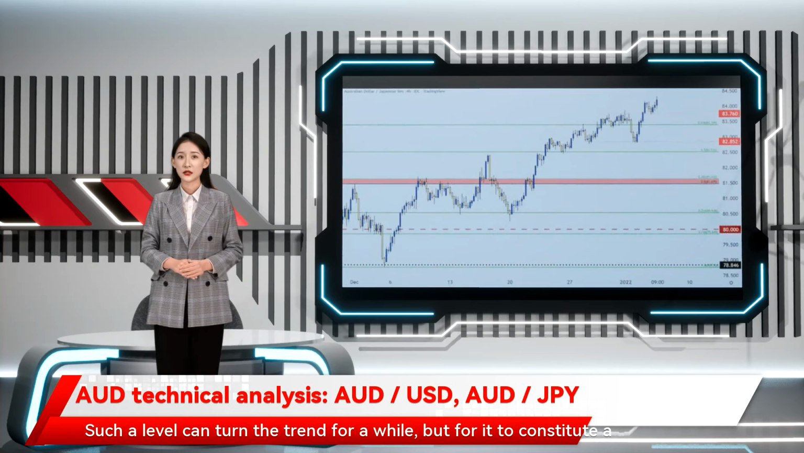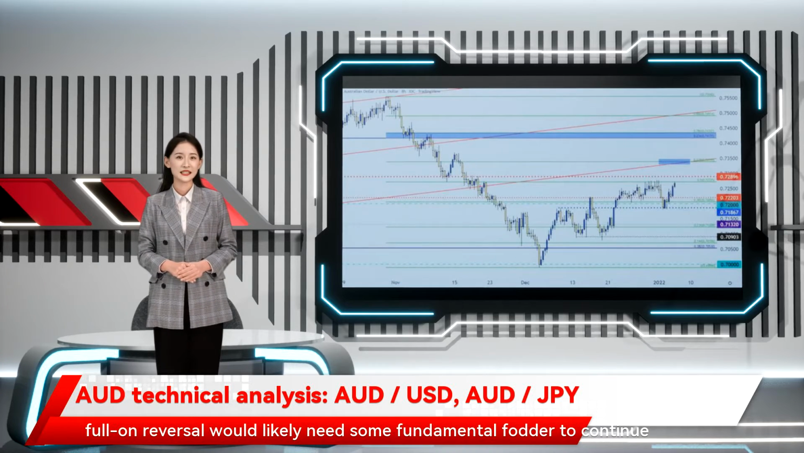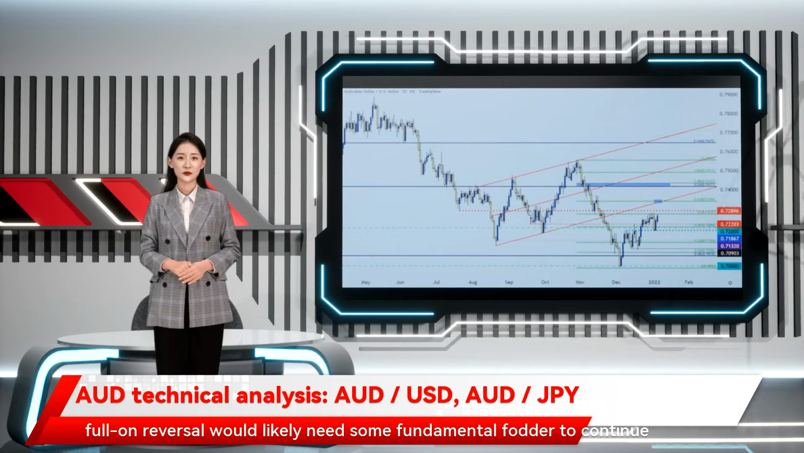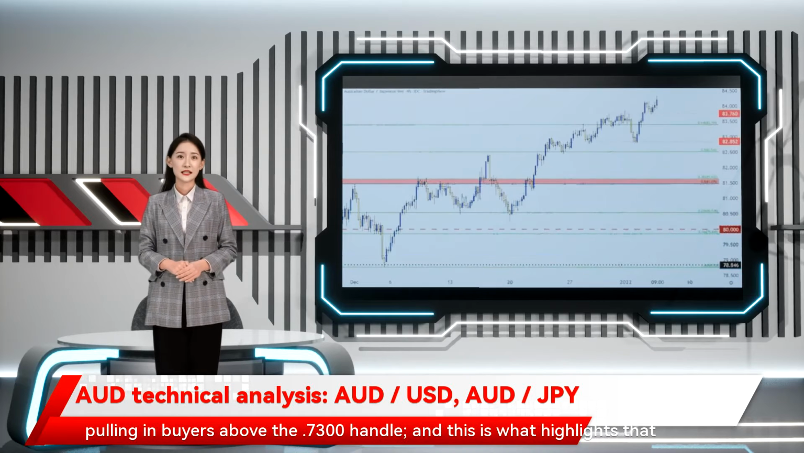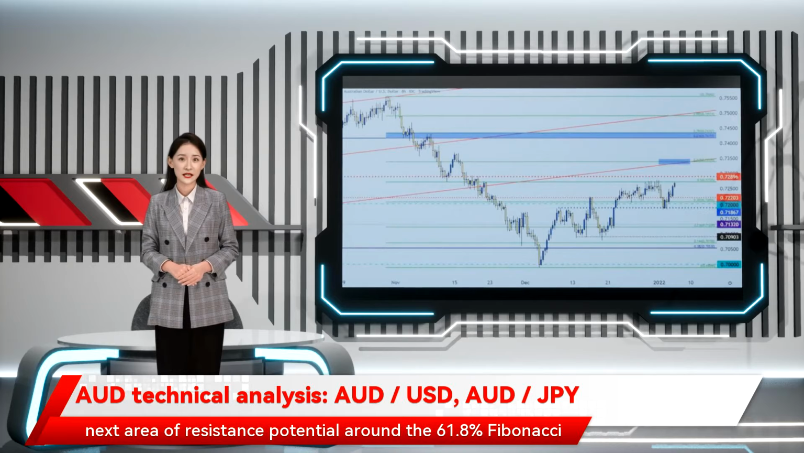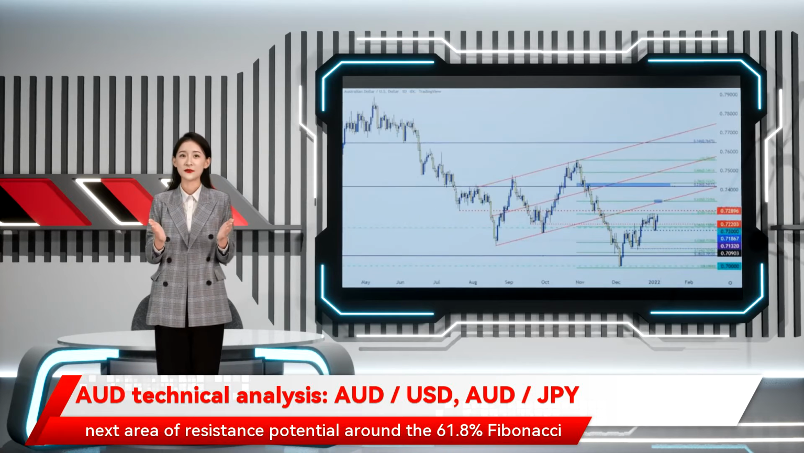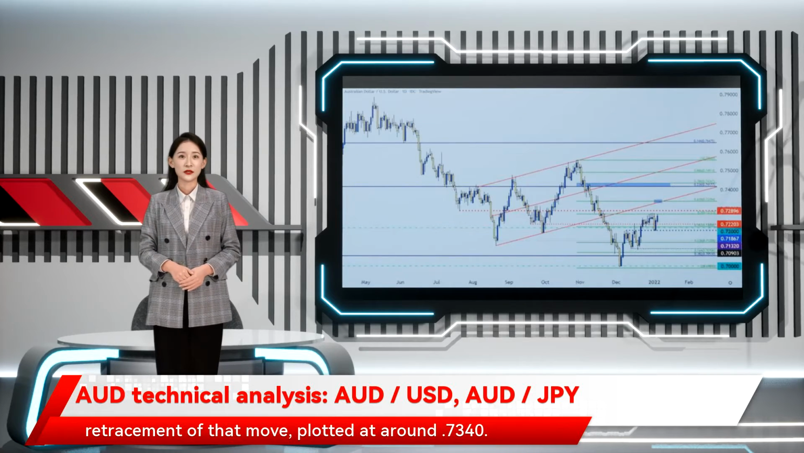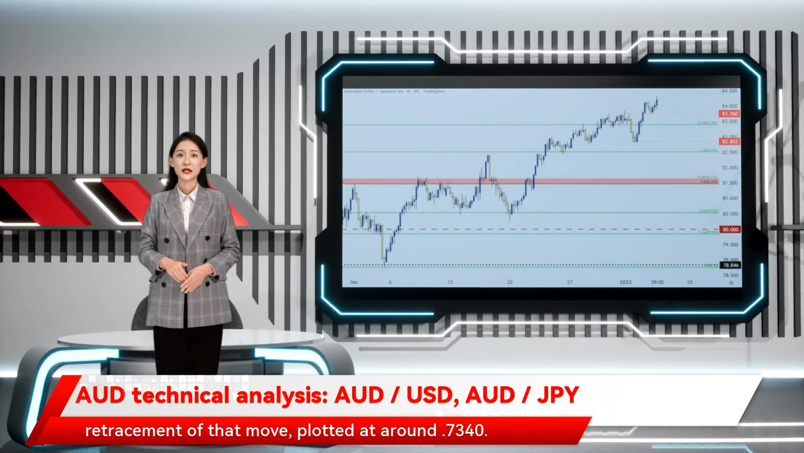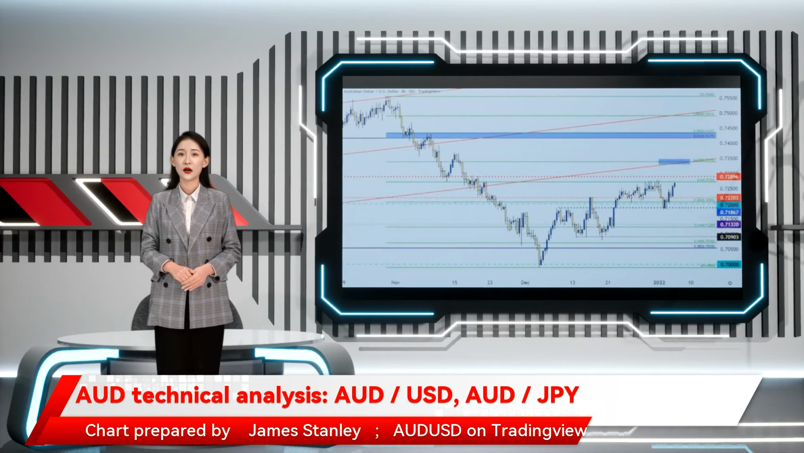Such a level can turn the trend for a while, but for it to constitute a full-on reversal would likely need some fundamental fodder to continue pulling in buyers above the 0.7300 handle. And this is what highlights that next area of resistance potential, around the 61.8% Fibonacci retracement of that move, plotted at around 0.7340. Chart prepared by James Stanley, AUDUSD on Tradingview.